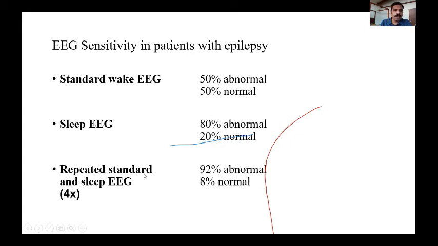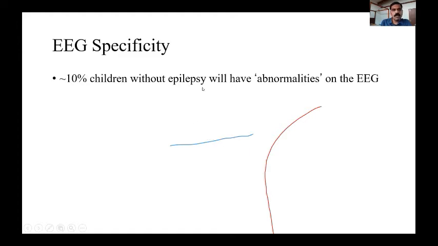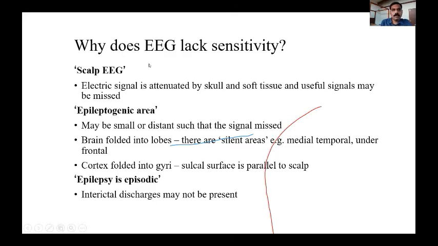When you do repeated EEGs, 92% can be abnormal, but still 8% can be normal. It's important to note that 10% of children without epilepsy can have abnormalities on EEG. So just don't go by the epileptiform report on the EEG. It lacks specificity because we do a scalp EEG and the electrical signal can get attenuated by the skull and the soft tissues. Sometimes the epileptic area can be very deep.